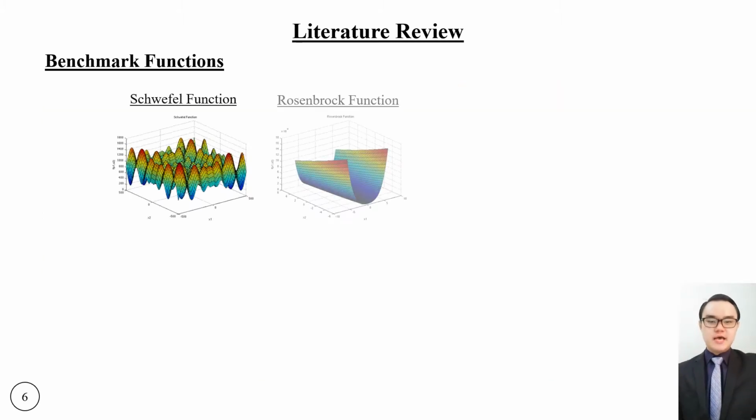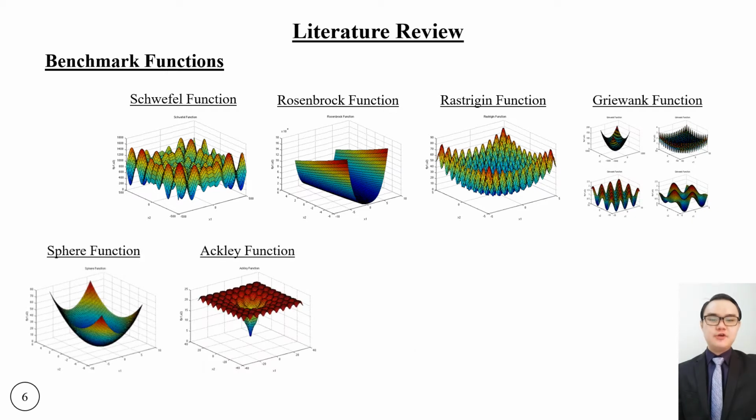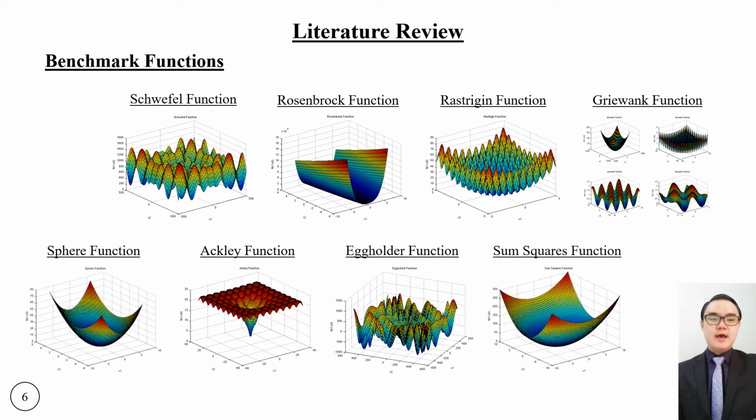Benchmark function is the test function to test the performance of the algorithm in terms of robustness, converging rate, and stability. In this project, 8 common benchmark functions are used to test the ABC algorithm by varying the parameters and the converging rate is observed.